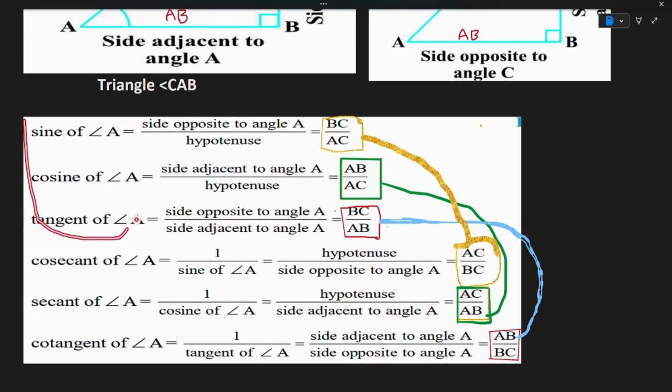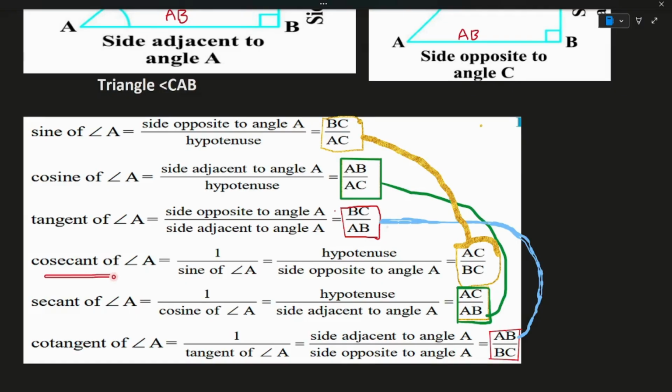You must remember these three ratios. The remaining ratios must be extracted from these three ratios. Simply, the sine of A is opposite side by hypotenuse. The cosine of A is adjacent side by hypotenuse. The tangent of A is opposite side by adjacent side.